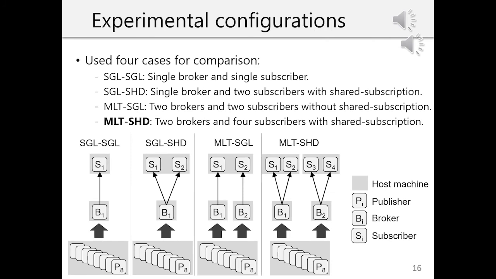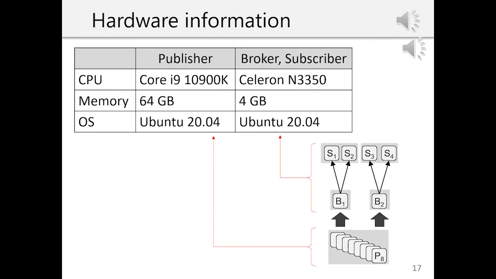We used 4 cases for comparison. SGL uses a single broker and a single subscriber. SGL uses a single broker and 2 subscribers with shared subscription. MLT-SGL uses 2 brokers and 2 subscribers without shared subscription. MLT-SHD uses 2 brokers and 4 subscribers with shared subscription. The last one corresponds to the proposed method. The hardware information in the experiments is as shown here. To apply sufficient load on brokers, we used a relatively high-performance machine for publishers.